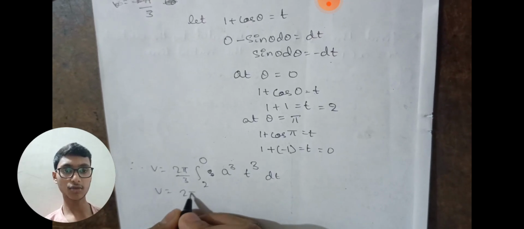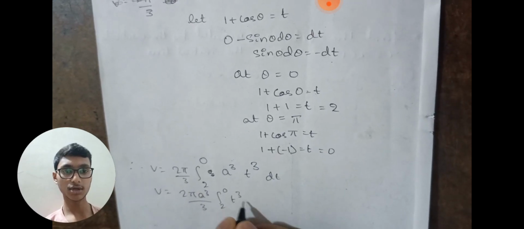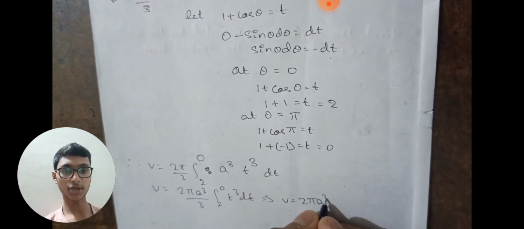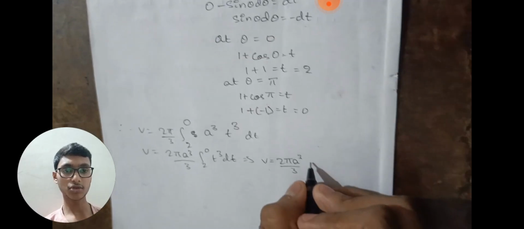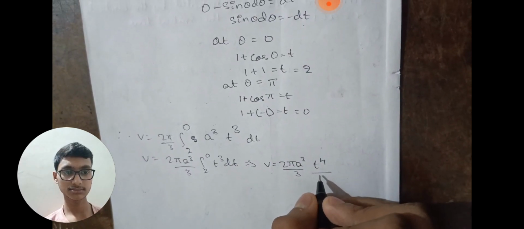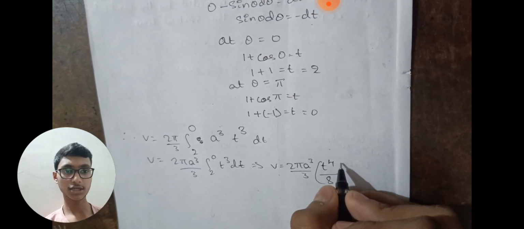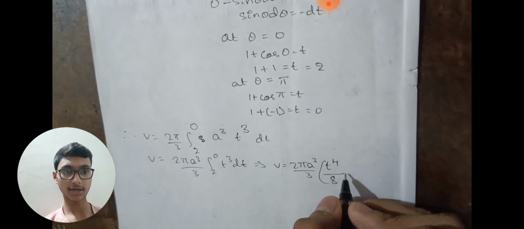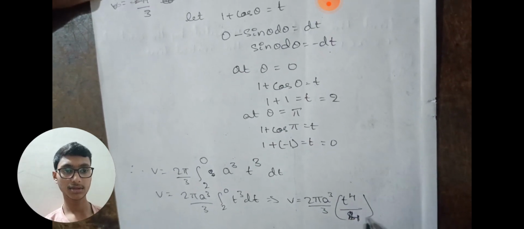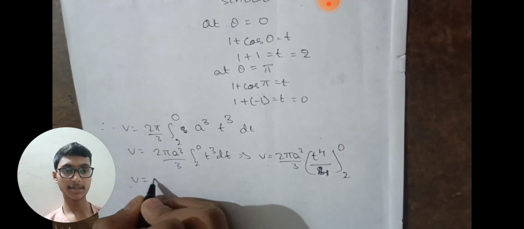Let us take a cube outside as it is constant. 2 pi a cube by 3, 2 to 0, t cube dt. That's nothing but 2 pi a cube by 3. Integration of t cube is nothing but t to the power of 4 by 4. Sorry, t to the power of 4 by 4, not 8. Limits are 2 and 0.